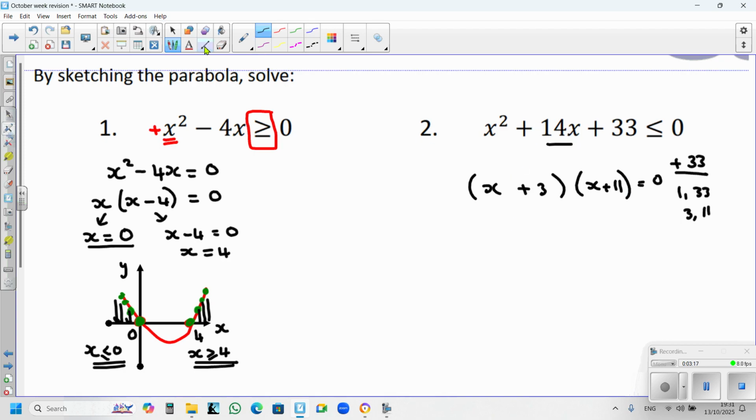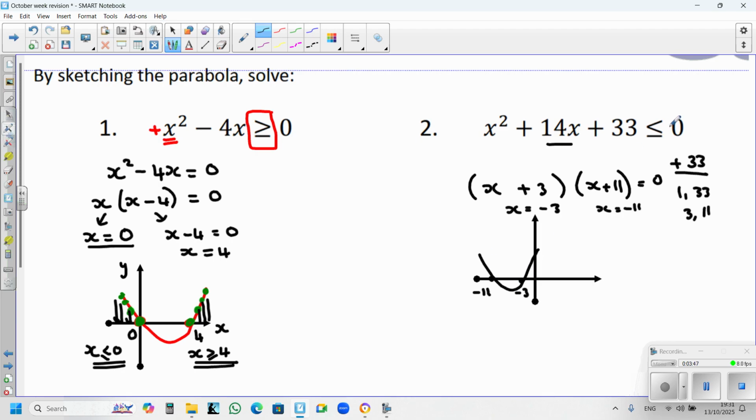So what we've got then is, we have a parabola, same as the last one. It's got to be U-shaped. We want to find out what our roots are. If that's all equal to 0, then that makes x equal to negative 3. That makes x equal to negative 11. So we've got a parabola that is cutting here at negative 11. And at negative 3, it's just a sketch, so it doesn't need to be drawn to scale in any way.